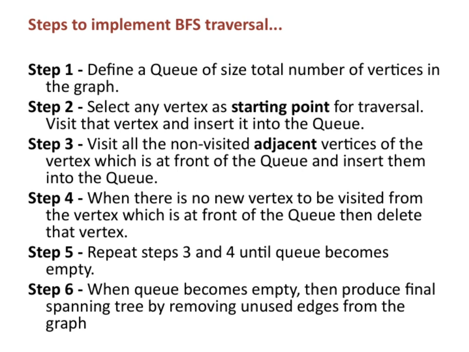We repeat this process, visiting all adjacent unvisited vertices and removing vertices from the front until the queue becomes empty. That indicates we've traversed all connected parts of the graph. Finally, when the queue is empty, we produce the final spanning tree. This involves removing any unused edges from the graph, which helps us visualize the minimal structure connecting all the vertices. These steps form the core of BFS traversal, allowing us to systematically explore and analyze the graph's structure.